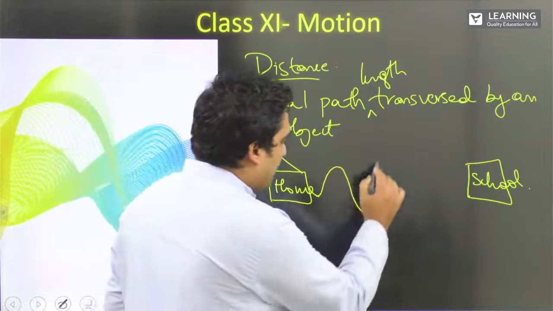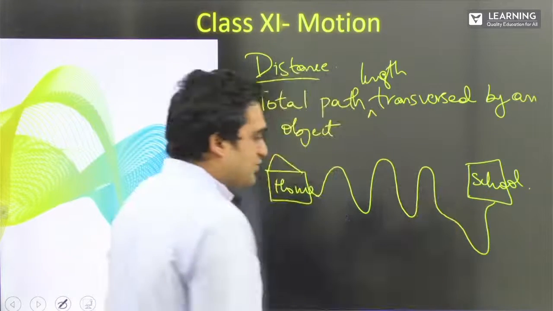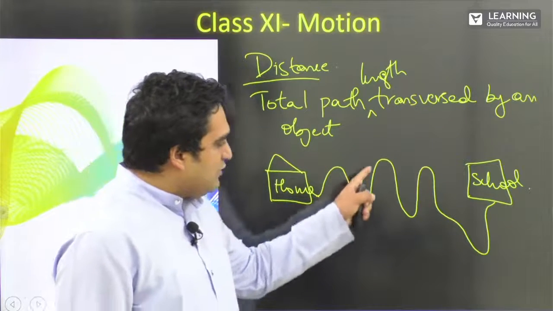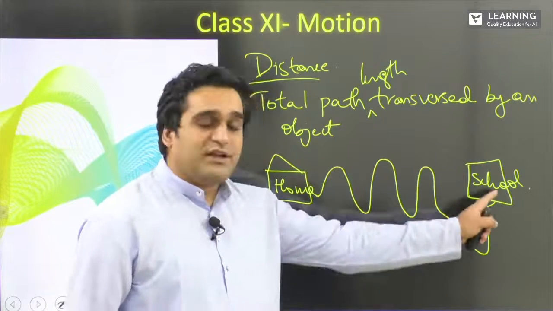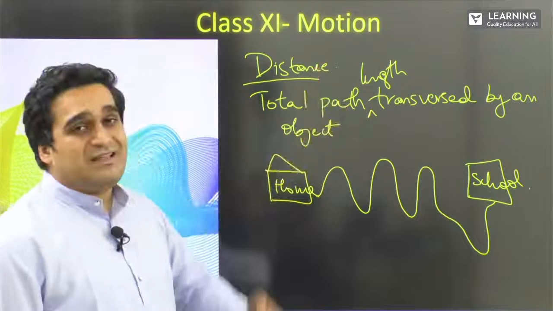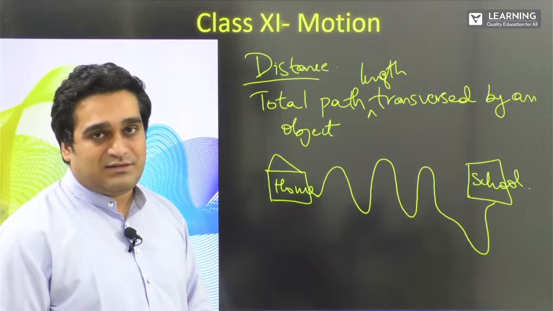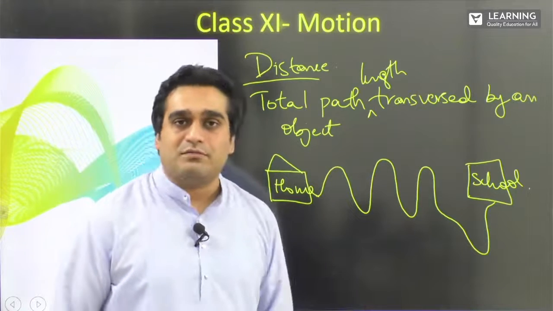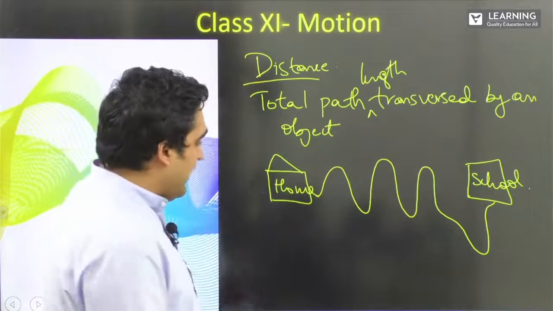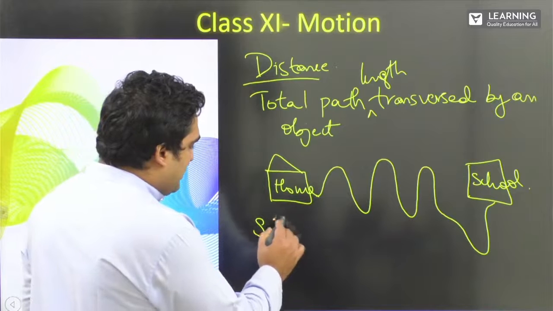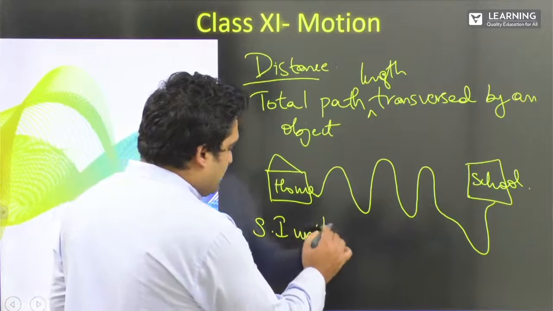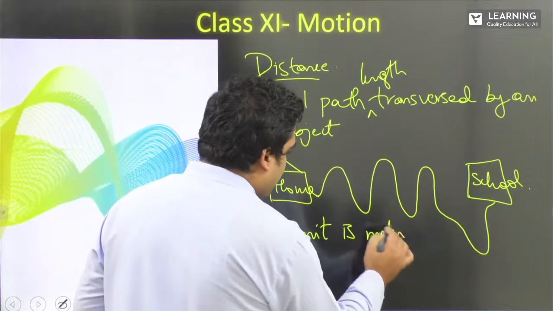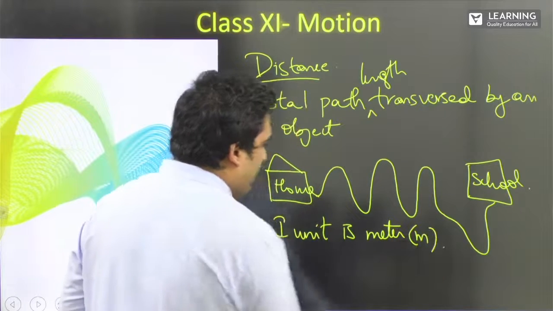So it's like moving that, and you finally reach your school. All the length that you go through, these twists and turns, until you finally reach school, is what is termed as distance. So distance is the total path length traversed by an object. The SI unit of distance is meter, given by the small letter m.